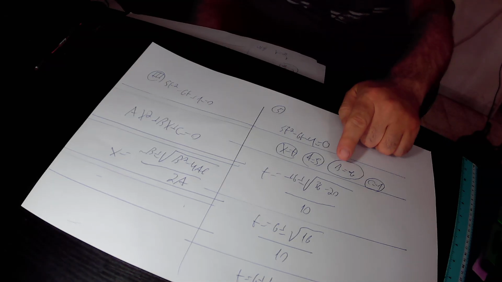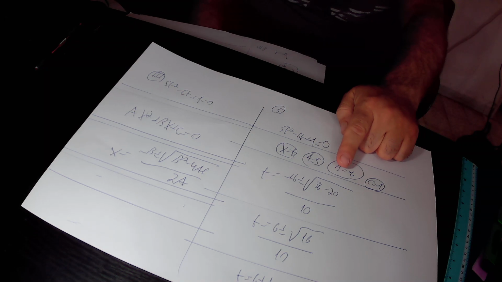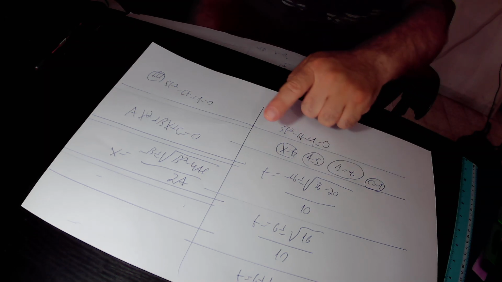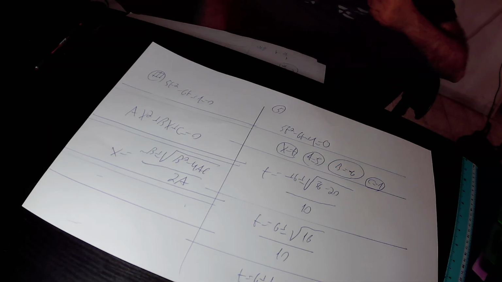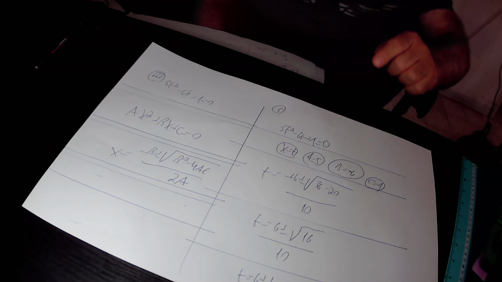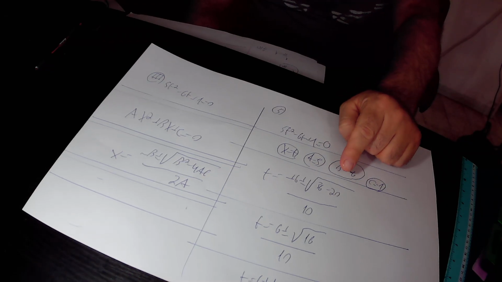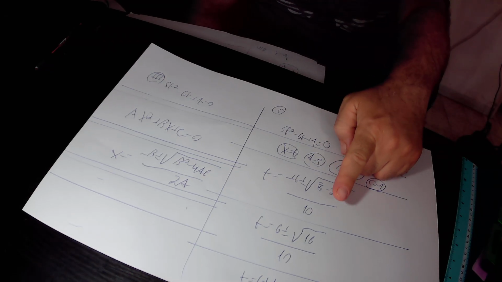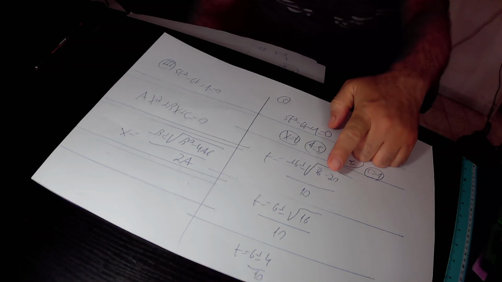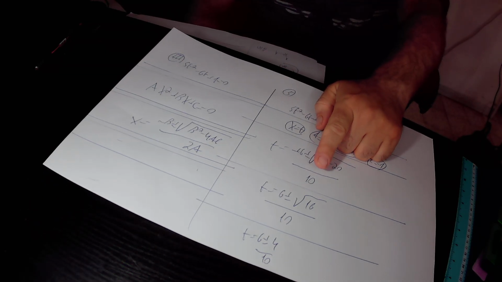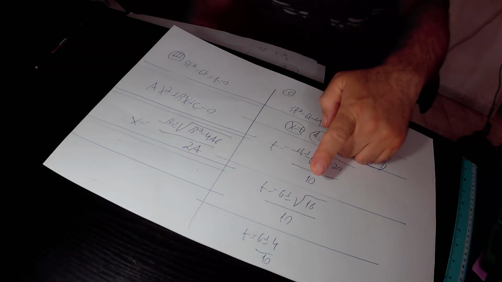So inside the root we have 36 minus 20, divided by 2a. A is 5, so 2 times a is 2 times 5, that is 10. So we found out that t equals 6 plus minus the square root of 36 minus 20, which is 16, divided by 10. So t equals 6 plus minus, the square root of 16 is 4, divided by 10.